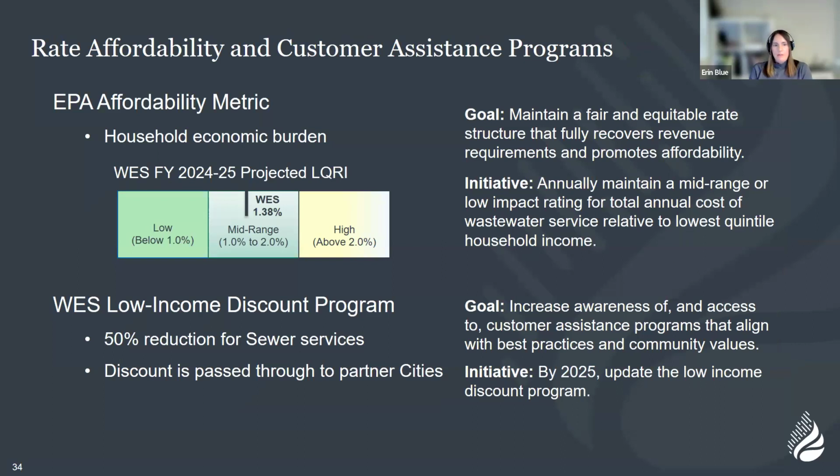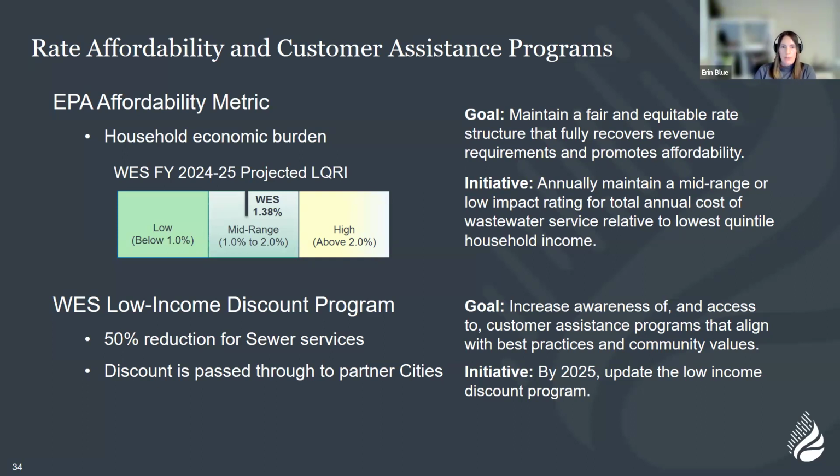So in the past, the industry standard for assessing wastewater service affordability was based on total annual service charges as a percentage of median household income. The EPA, American Water Works Association, and other agencies are now encouraging using the lowest quintile residential indicator, LQRI, or Household Economic Burden Index, to assess affordability. And that metric measures the portion of income spent on water services for the community's lowest quintile income, in a way to quantify the financial burden that relatively low-income households experience in paying their wastewater bills.